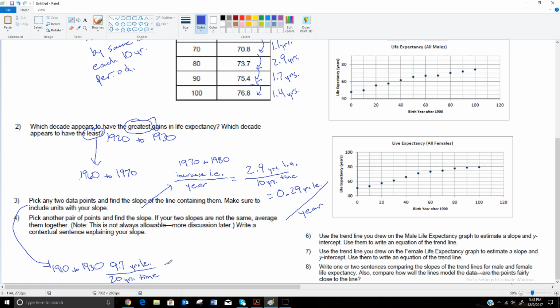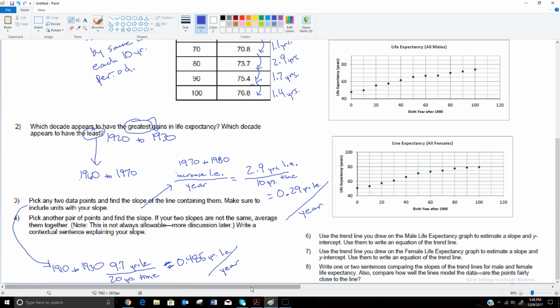So if we divide that, 9.7 divided by 20, we get 0.485. I'll just say exactly, so it's exactly 0.485. So you gained 0.485, which is very close to 0.5, which is half. So you gained about half a year of life expectancy for every year later that you were born. So somebody born in 1911 versus 1912 would have a half a year less life expectancy than somebody born in 1912.